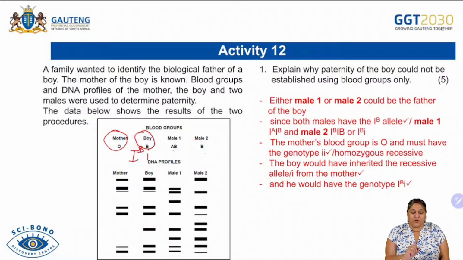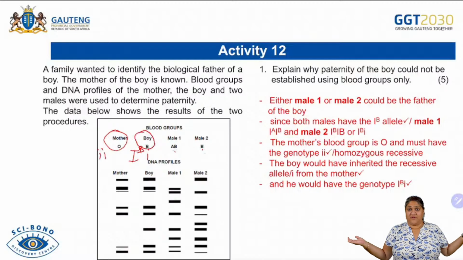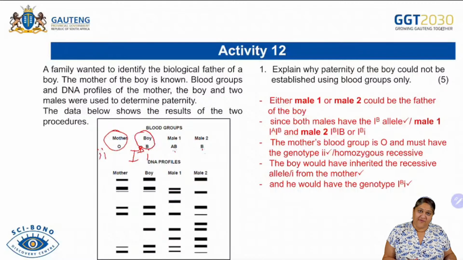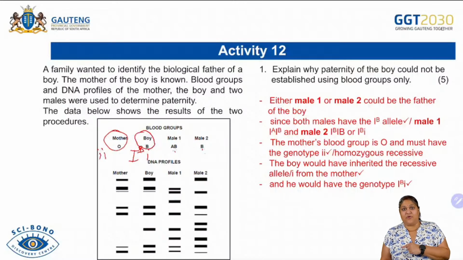Why do we know that? Because the mother is homozygous recessive, and 1 allele must come from the mother. So he had to have gotten the small i, the recessive allele, from the mother, which means that the other one must come from the father. But now here's the problem. Male 1 and male 2 both have the allele for blood type B. So either one could be the father. You see? That's why they need to now use the DNA profile to check the DNA bands, because we can't only use the blood type in this instance. So now you need to explain it just like that.